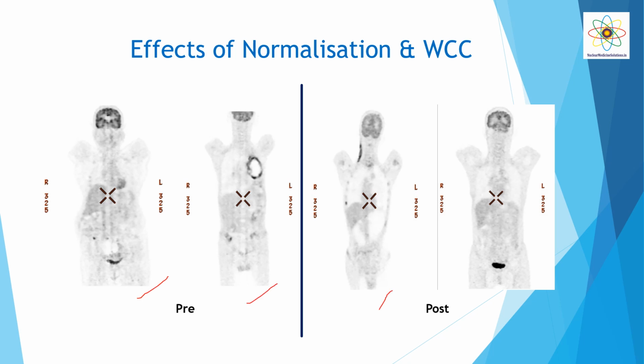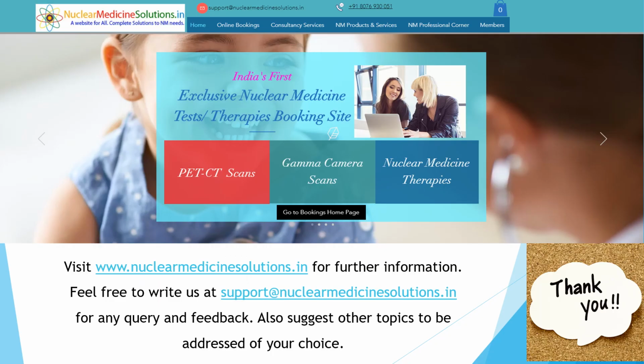Now see the effect of normalization and well counter corrections in the image quality. These two images are before normalization and WCC and these two images are after this. This line was appearing near vertebra which is gone after the calibration, and whole image quality has improved significantly.